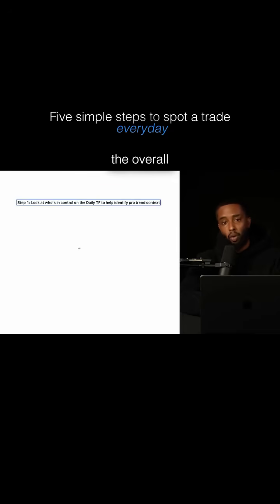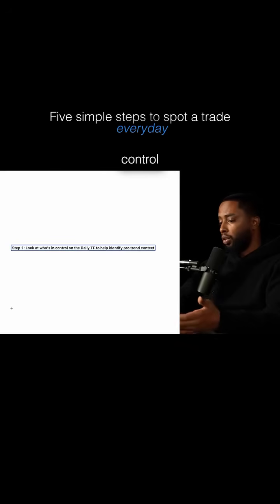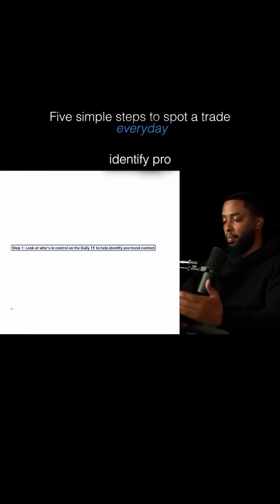You want to understand the overall direction of the market, and by understanding the direction, that means you have to understand who is in control to move price to a direction. So we look at the daily time frame to help identify pro trend context. So if we are faced with a scenario that isn't pro trend, we are able to know, okay, it isn't pro trend because pro trend says this. Can't know what pro trend is saying without looking at those external time frames. So the first thing we're going to do is look at who's in control on the daily time frame to help identify pro trend context.